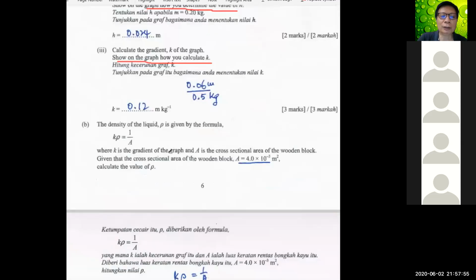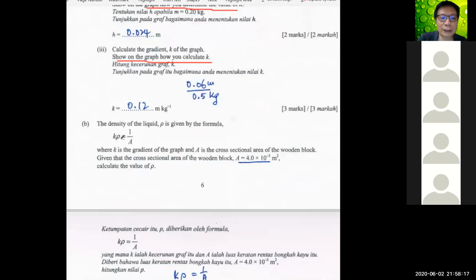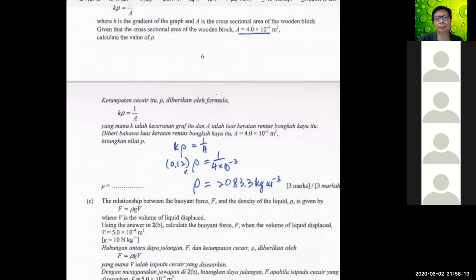And next, a calculation. Use this formula. The density rho is given by this formula, K is the gradient. This one is the gradient, so you just substitute the gradient value. And A is the cross-section area, A is given, meaning that you substitute the gradient and substitute the area given to find the density. Okay, do like that. Gradient 0.12, area 4 times 10 power negative 3. You calculate to get the rho.